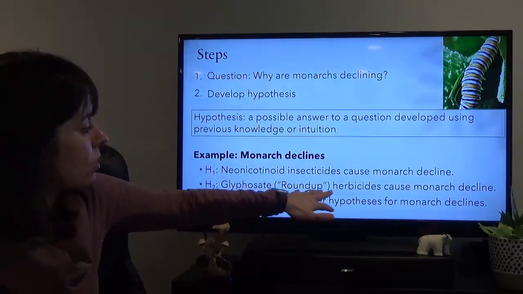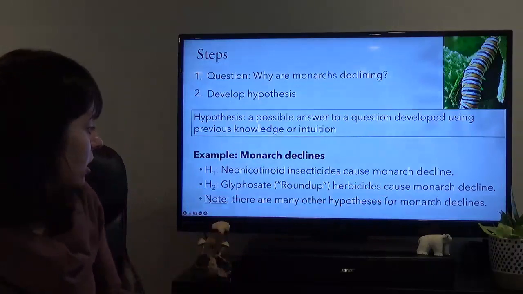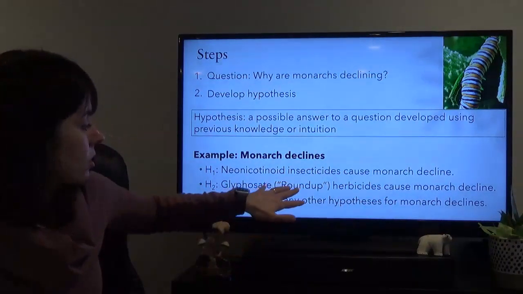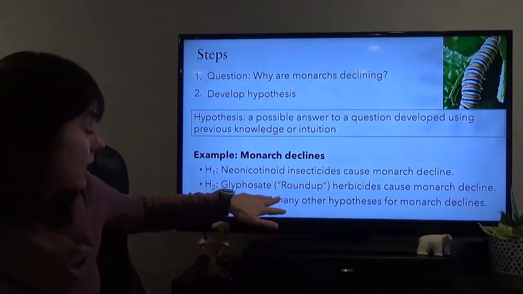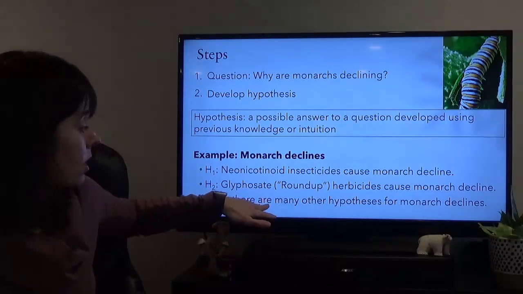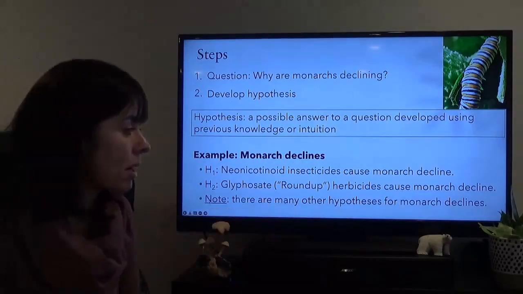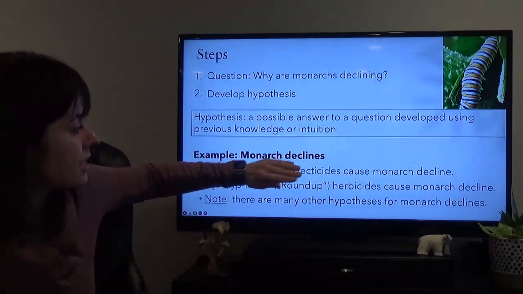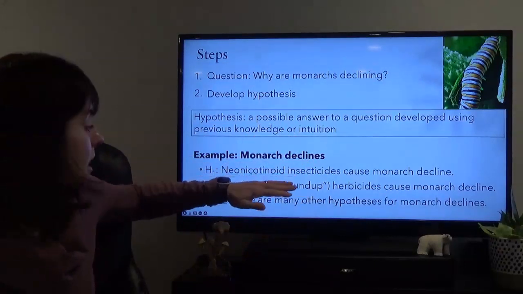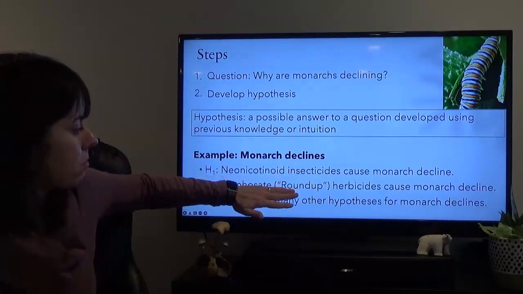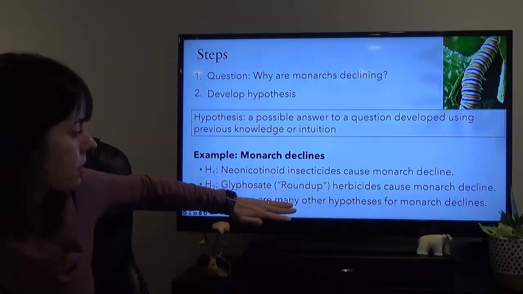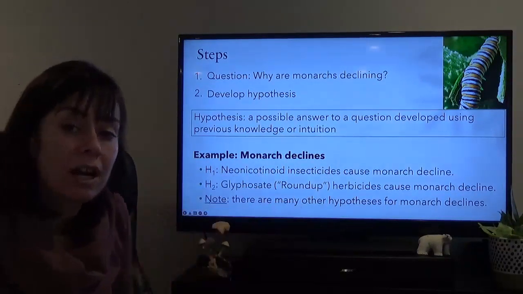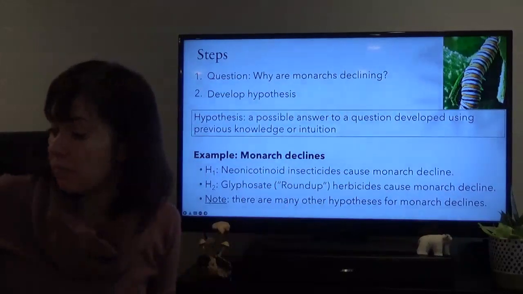But glyphosate herbicides cause monarch decline, and we'll get into why that may be the case in the next slide. It's also worth noting that there are many other hypotheses for monarch declines, and as you go through the scientific method and test these different hypotheses, if you refute hypothesis 1 and hypothesis 2, you may need to, as part of your method, move along to other hypotheses for this decline.